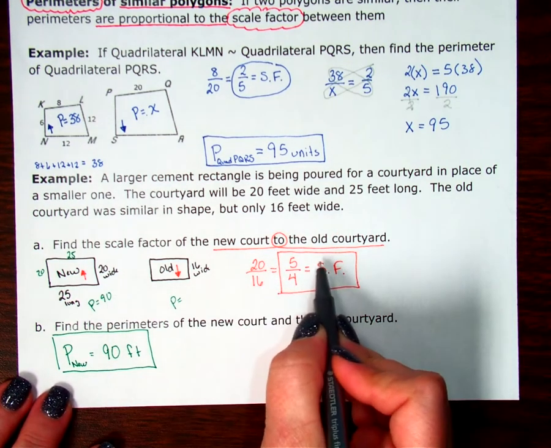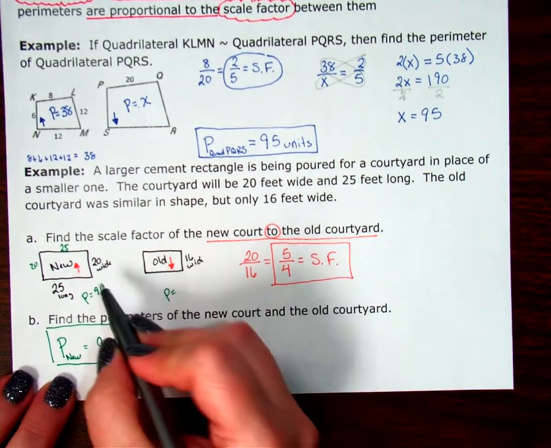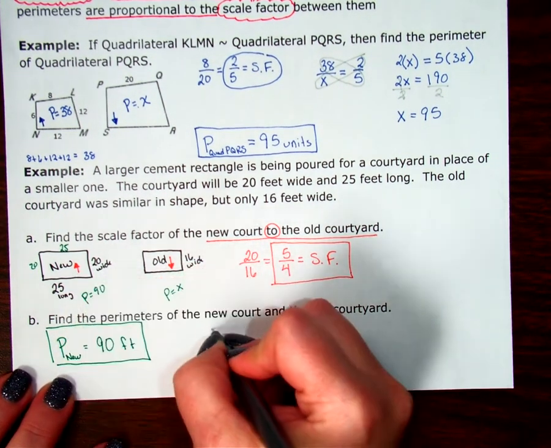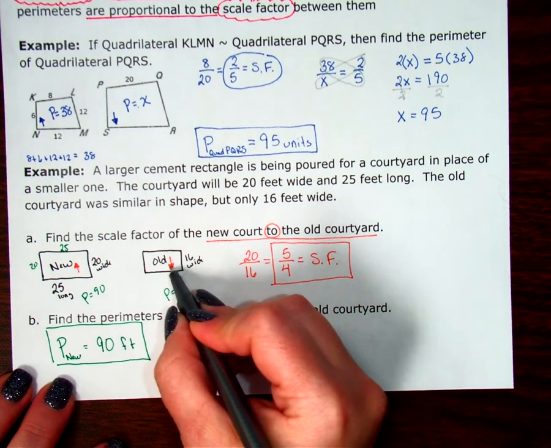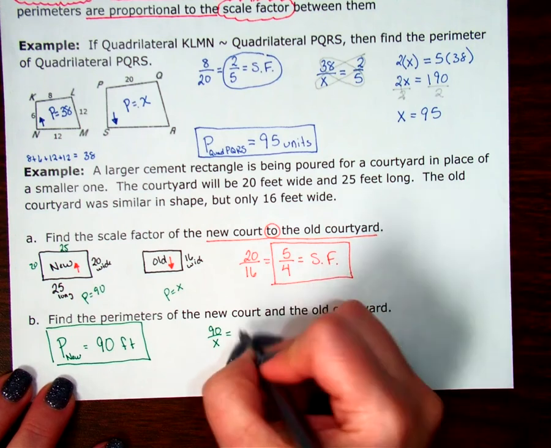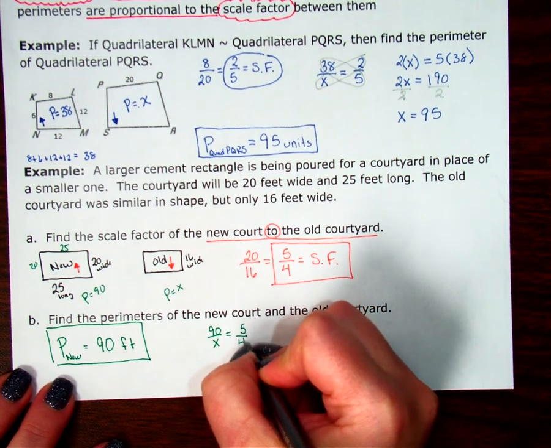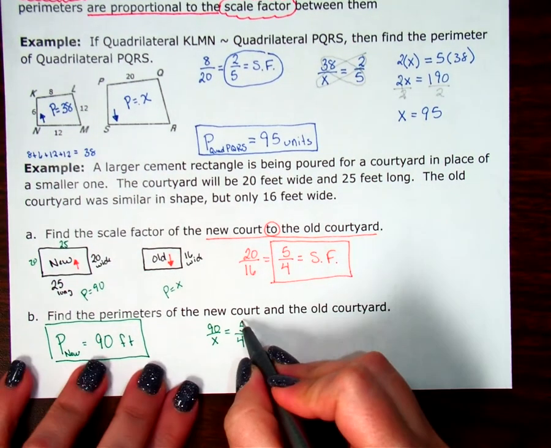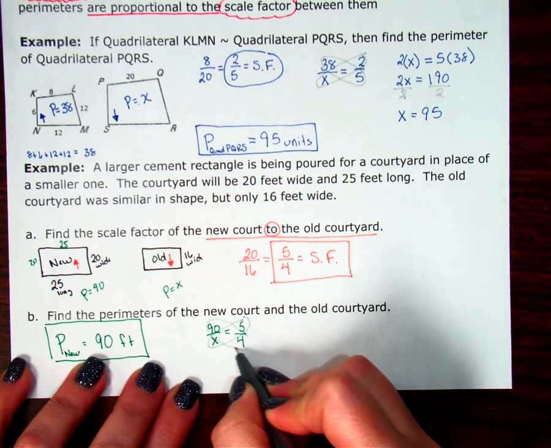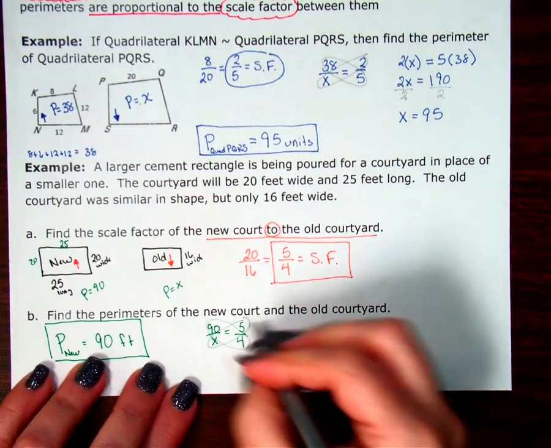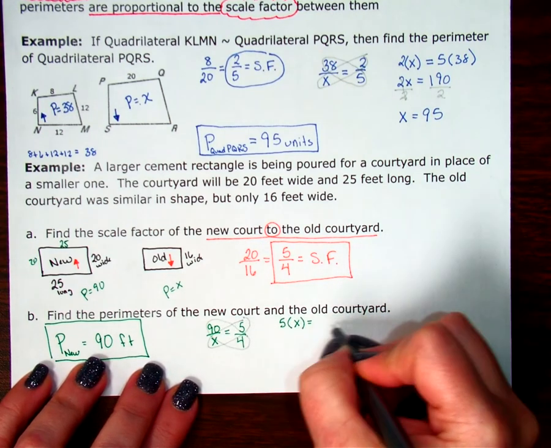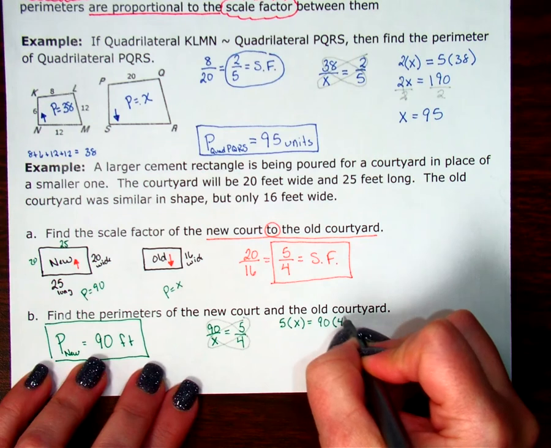Then if I want to find the perimeter of the old one, well, I know that my perimeters are going to reduce to the same scale factor, right? So my new perimeter is going to go on top. That's going to be the 90. My old perimeter is going to go on the bottom. I'm going to put an X, and I know that's going to reduce to 5/4. So now all I need to do is cross multiply. So when I do that, I'm going to end up with 5 times X is equal to 90 times 4.